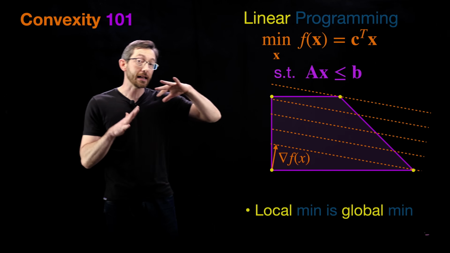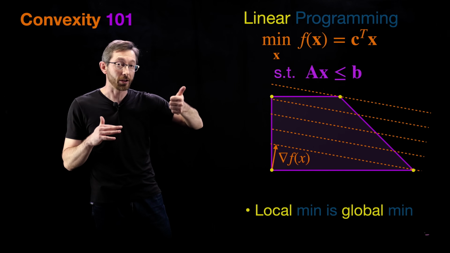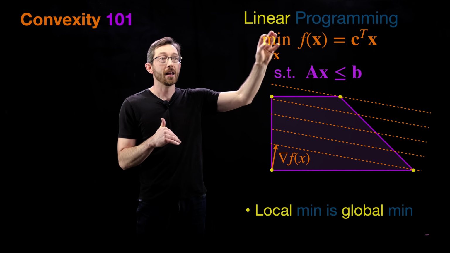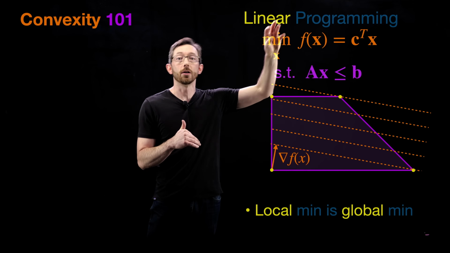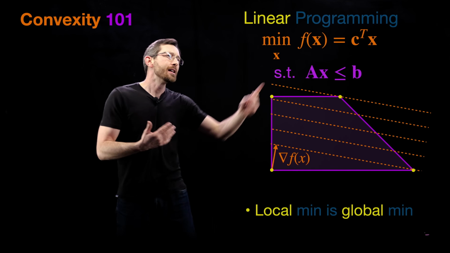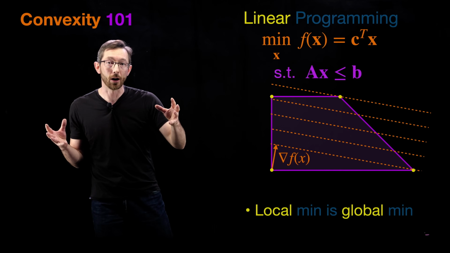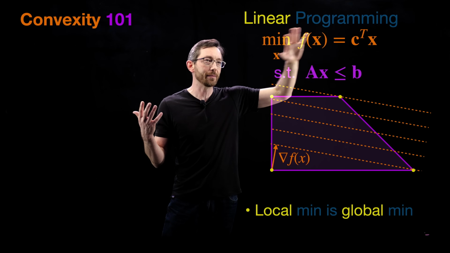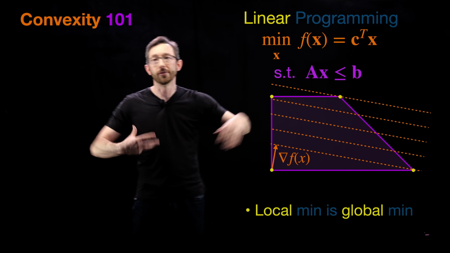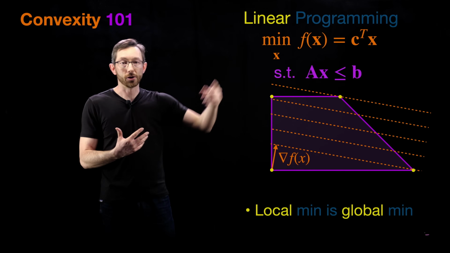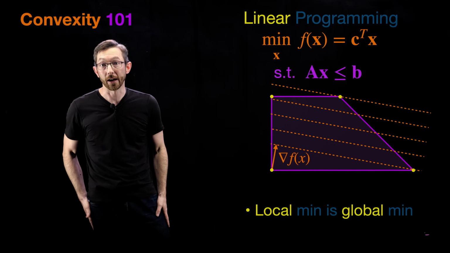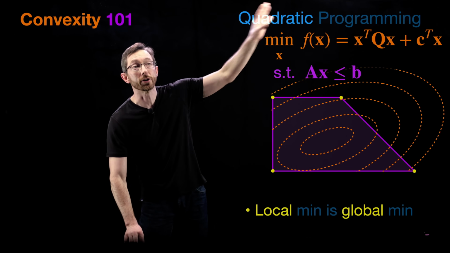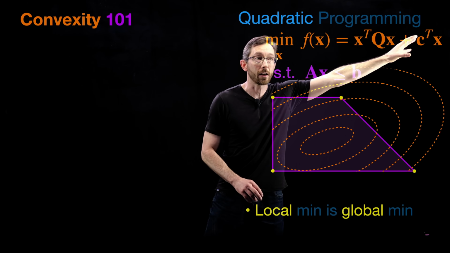Because my objective function is linear, technically, it's both convex and concave, and so I could also write this as a maximization problem. And the local maximum of that problem will also be the global maximum. So sometimes in linear programming, I'm trying to maximize profit, something like that, or maximize productivity. And because this function's convex and concave, you can also solve the maximization problem and get all of those convex guarantees.